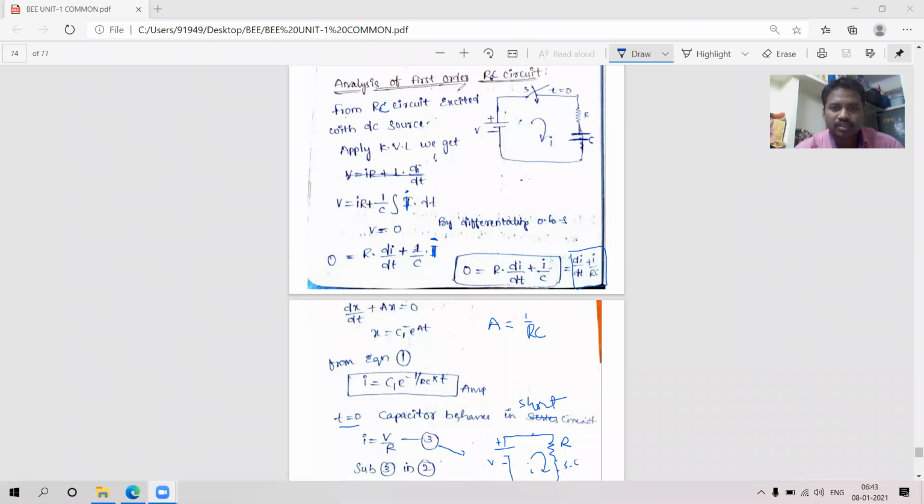Today our topic is analysis of first order RC circuit. So here, what will be the time domain analysis when RC is excited with the DC source? That means we are going to get transient and steady state currents. So when DC is applied to the RC circuit, what will be the current?